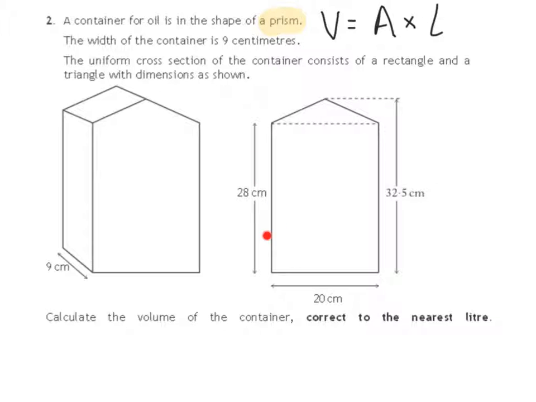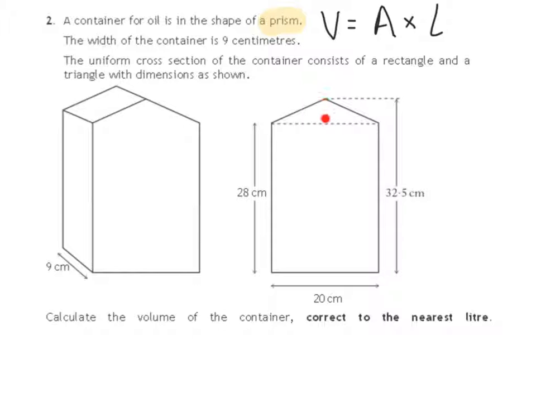So the cross section, as it's stated in the question, is made up of a rectangle and a triangle. So there's our rectangle. We can clearly see the length and breadth. And then our triangle at the top. We'll need to know the base and height to work out the area of that part. So the base is quite clearly the same as this measurement down here, 20 centimetres.